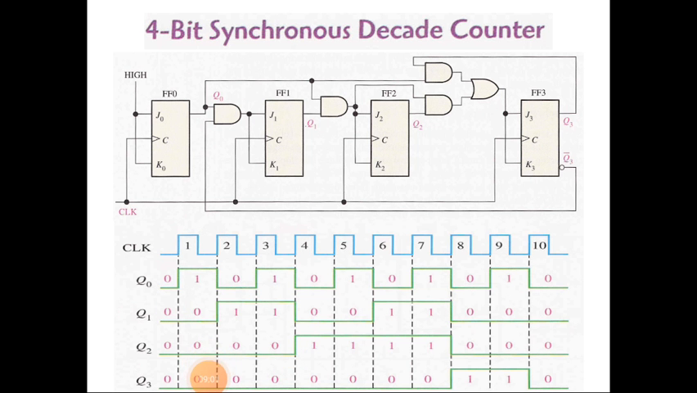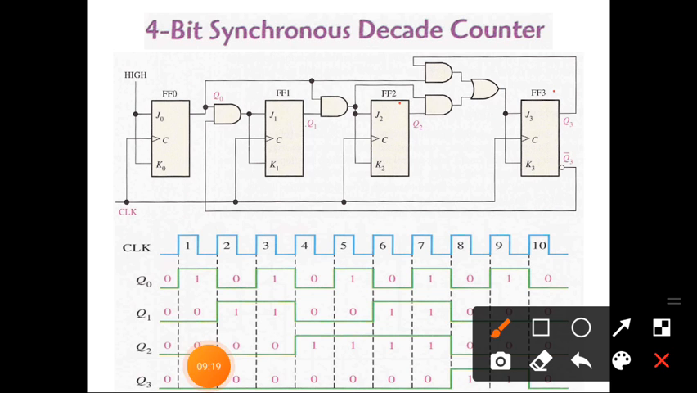This is the logical diagram of a 4-bit synchronous counter. We require 4 bits. It is a 4-bit synchronous counter, so there are 4 flip-flops: flip-flop 0, flip-flop 1, flip-flop 2, flip-flop 3. First, we know that for every clock pulse, Q0 changes its state, or it toggles. So J0 and K0 are connected to high. Then this is the output of Q0.